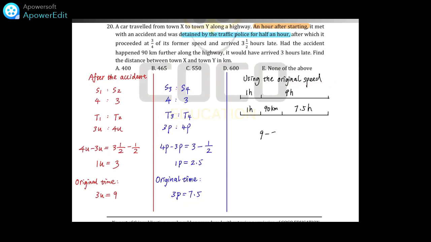We check the difference. The difference is 1.5 hours. This means that the extra 90 km takes 1.5 hours to travel. So we can find the speed. The original speed is 60. The whole journey takes 10 hours to travel. So it's 60 times 1 plus 9. The total distance is 600 km. So the correct answer is D.